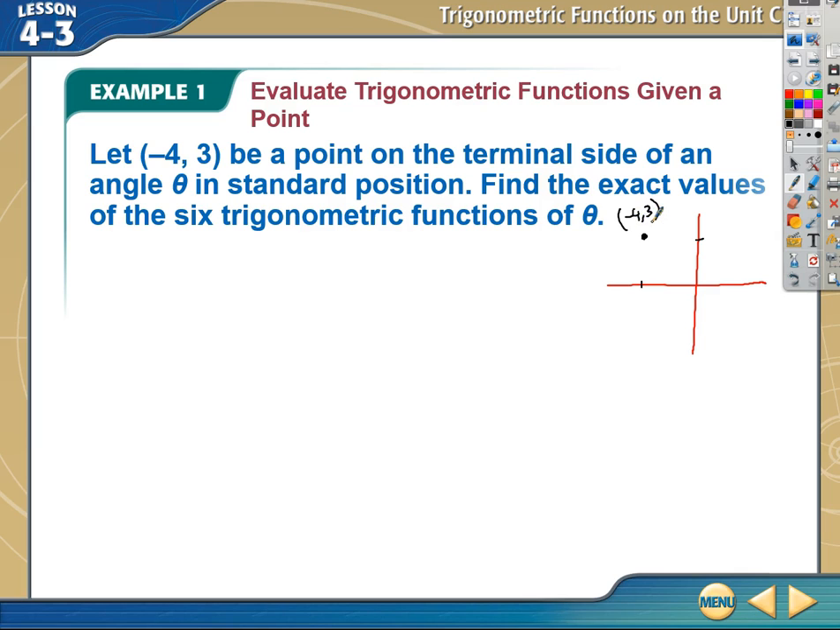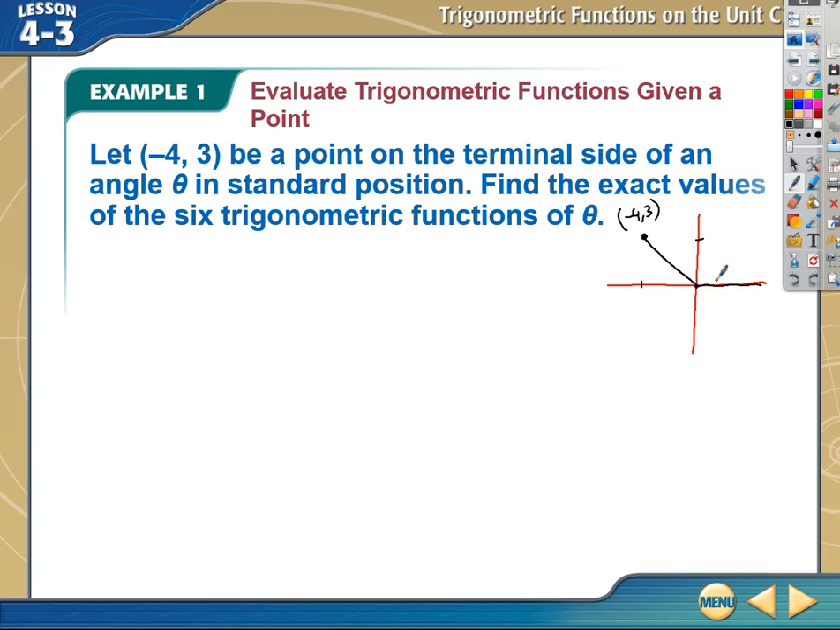So what's going to be my terminal side in standard position? Well, it's just a point. Well, where's my terminal side? Here's my terminal side, standard position. Here is my angle. This is my angle theta. And then it says find the exact values of the 6 trigonometric functions of angle theta in standard position. Okay, great. So yeah, that's my angle theta.